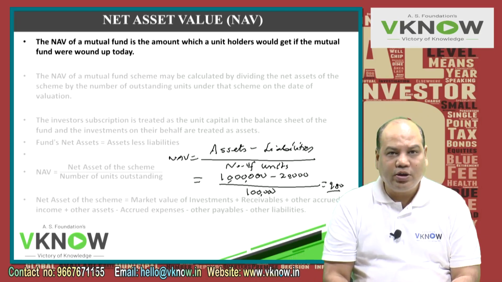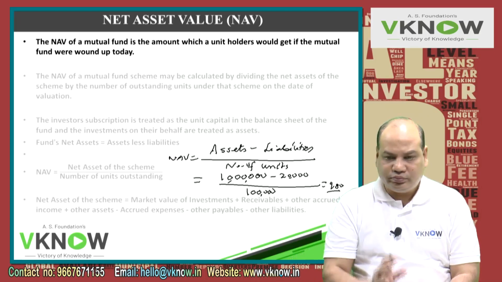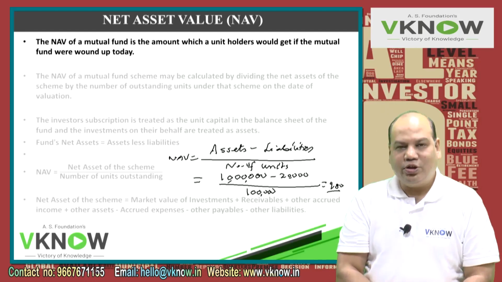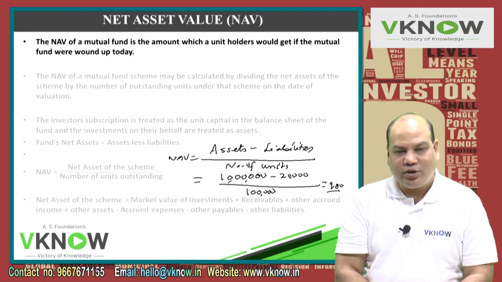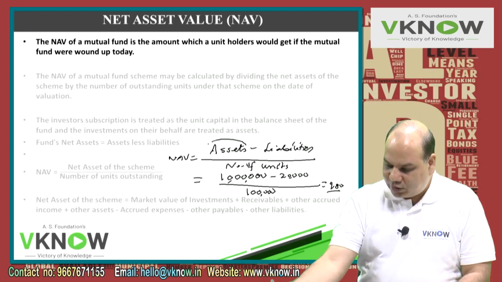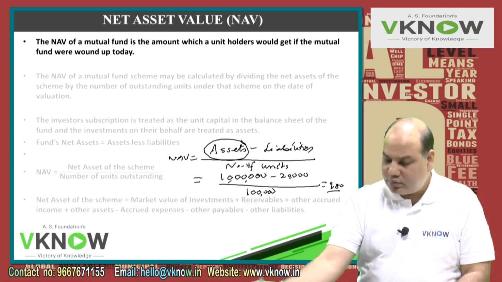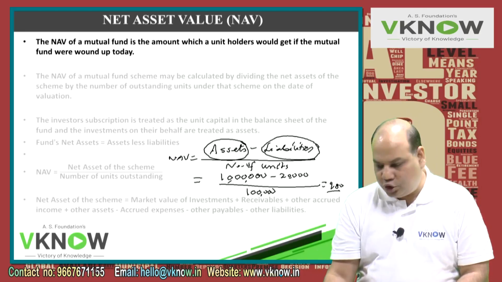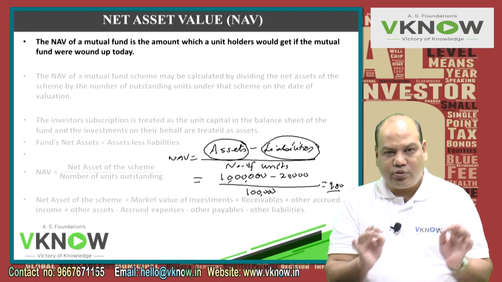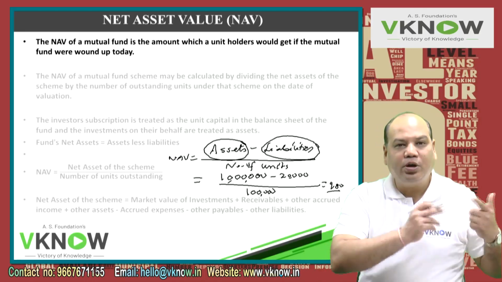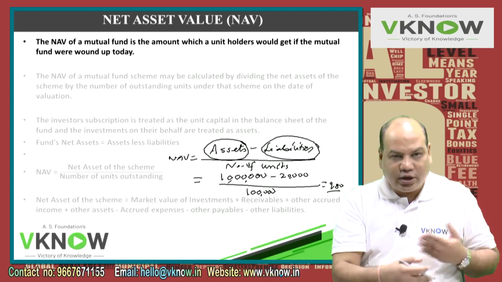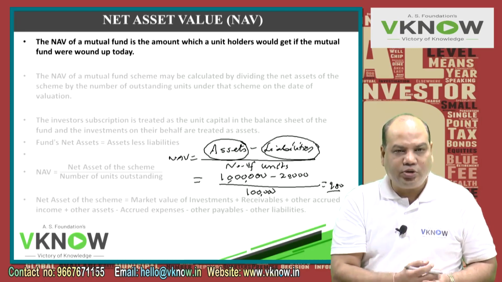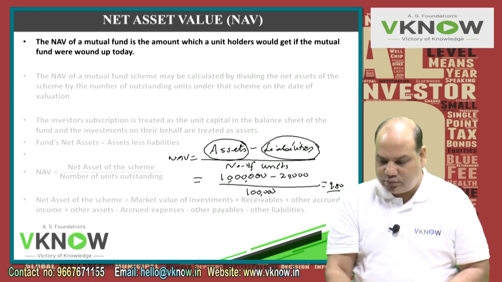Sir, this we have done in our accounts also. In the amalgamation chapter, absorption chapter, there also we used to do the same thing. Take the market value of assets minus liabilities payable, divide by number of units. That gives you net asset value per unit. And this is the rate at which you buy units, this is the rate at which you redeem units, subject to entry load and exit load.